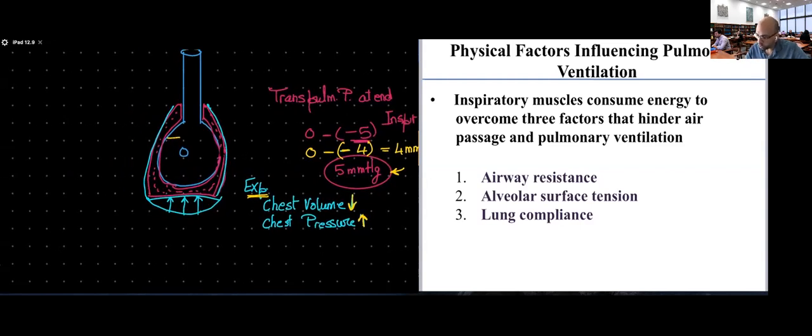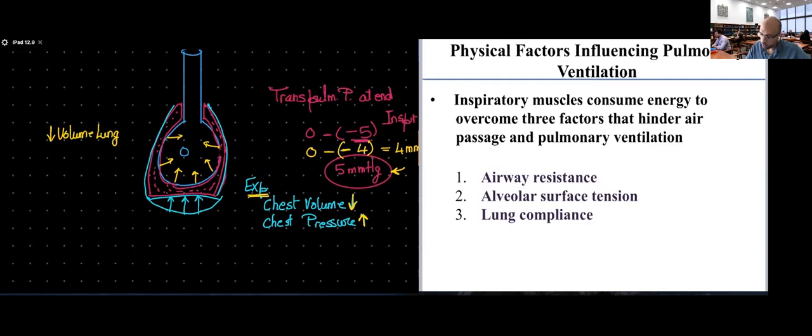So the lungs will be recoiling because I did reduce the force that keeps them expanded from 5 millimeter mercury. I drop it to 4 millimeter mercury. So what's going to happen when you reduce the volume of the lungs? When you reduce the volume, remember, you increase the pressure. And when you increase the pressure in the lungs, rather than being a 0 pressure, it goes up to 1 millimeter mercury.